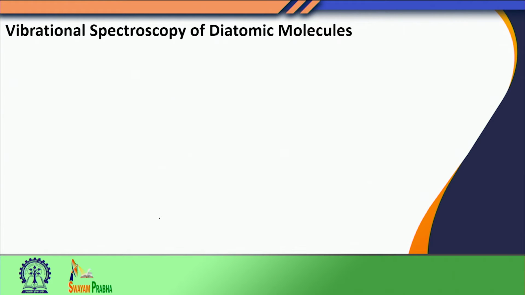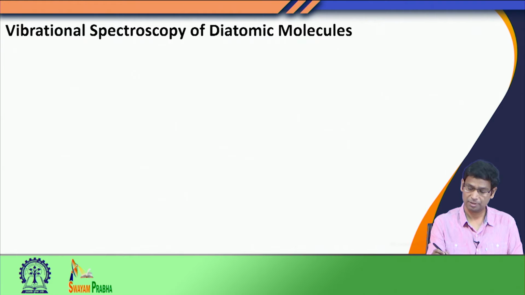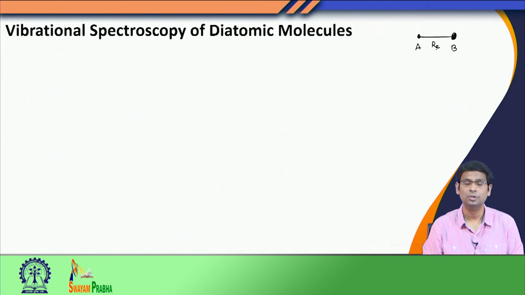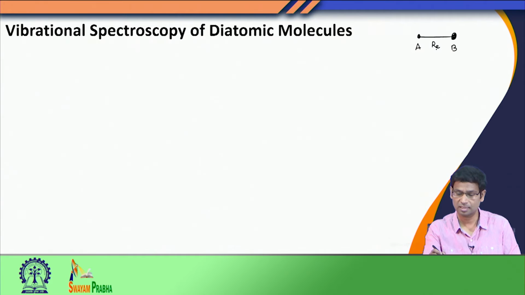Now, we consider a diatomic molecule of the type AB. To keep it general, we are taking the two atoms in the molecule to be different. Suppose the equilibrium bond distance of this molecule is Re. Since this is a diatomic molecule, the total number of atoms is 2. So, the number of degrees of freedom is 3n minus 5, which is equal to 1, and this degree of freedom is simply this bond distance.